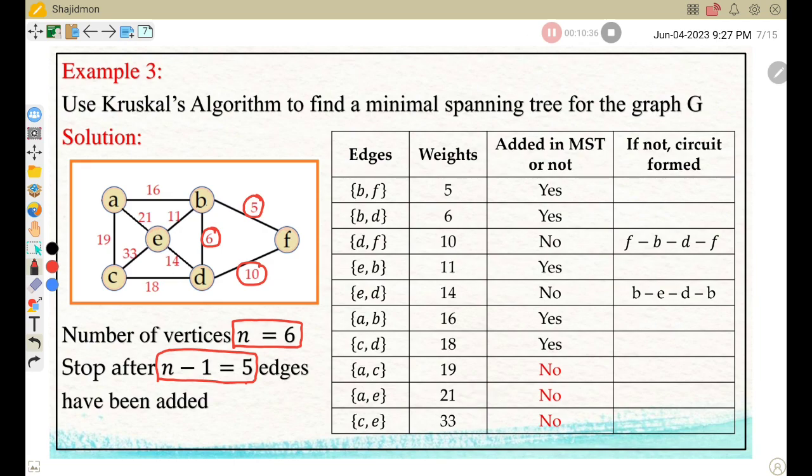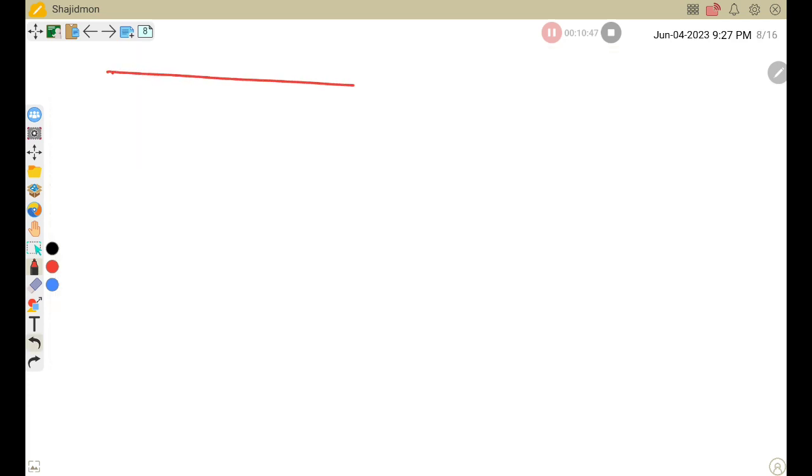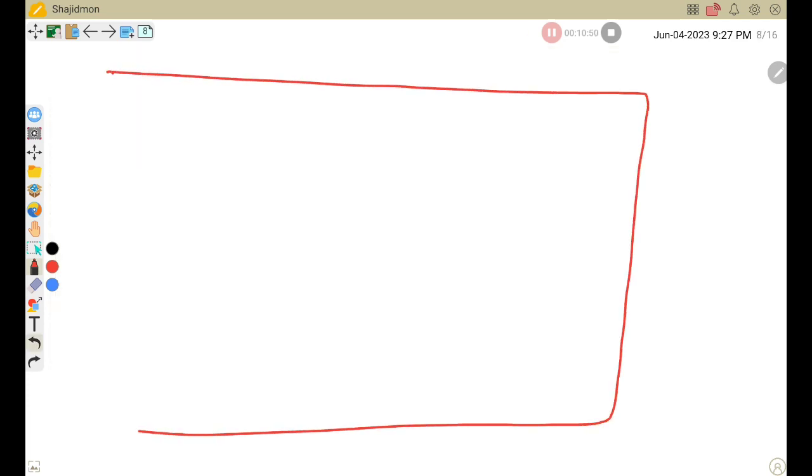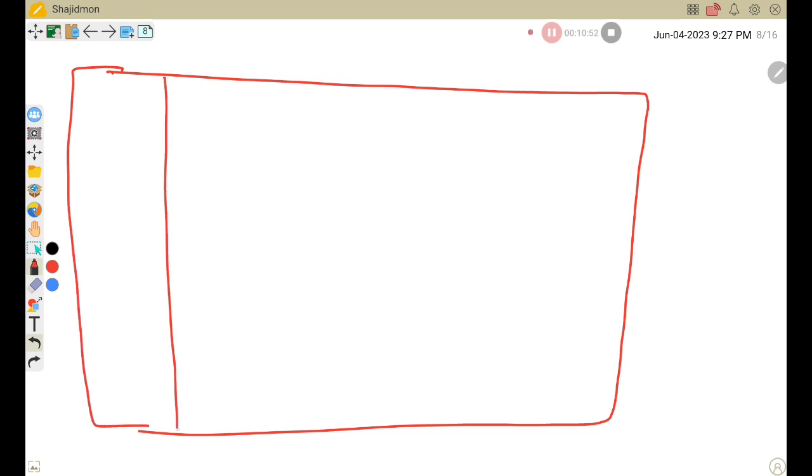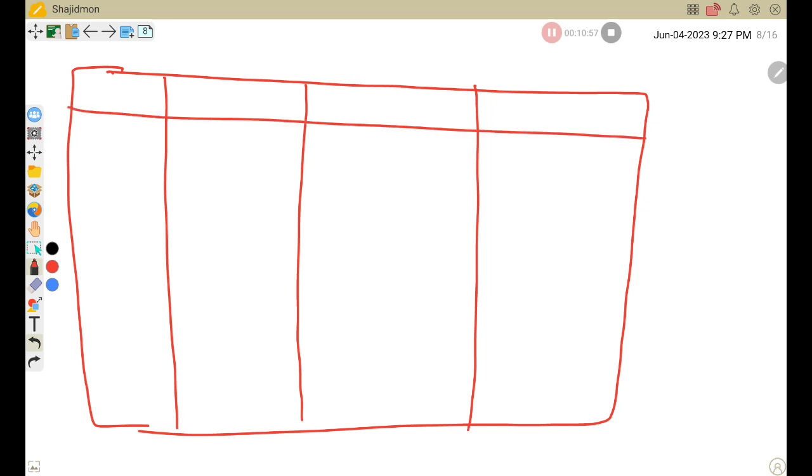So we are doing this question by using a table like this. First we need to write the weights. How to do this question? The first step is we need to write the weights of the graph in increasing order. Keep in mind which order we need to write: increasing order.